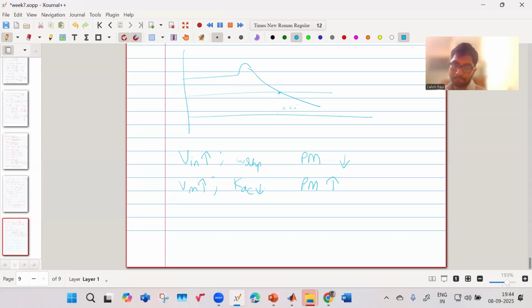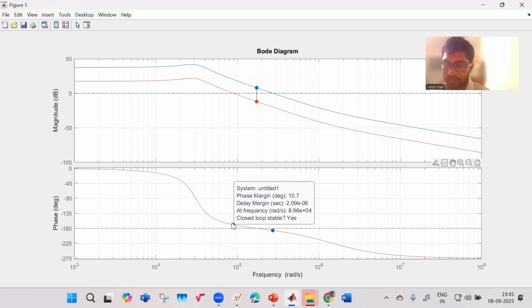Sir, is it like when the loop gain increases, the Bode plot will move upwards? So gain crossover frequency will increase and the phase margin will decrease. Yes, exactly. If we decrease the gain, the Bode plot will come down and the gain crossover frequency will move leftwards and the phase margin will increase. Yeah, correct. So this is considered like the open loop case.